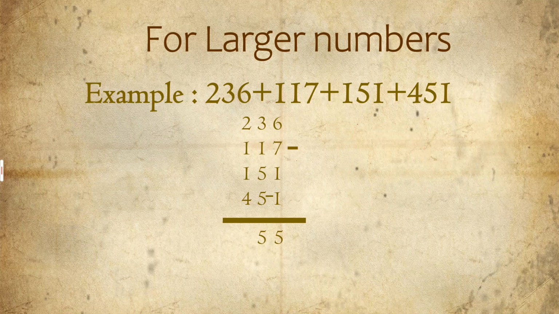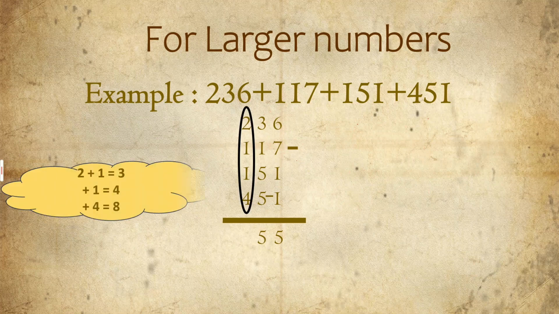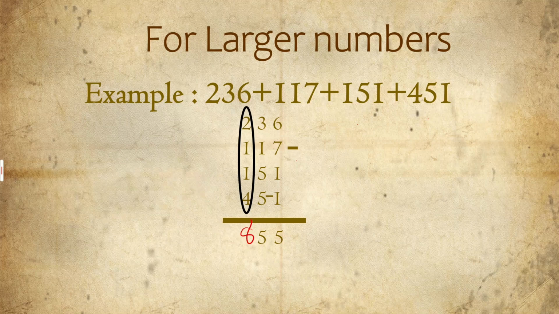Now let's see again for the next column. This will help us clear the concept even more. The next column is 2 plus 1, that is 3. 3 plus 1 is 4, and 4 plus 4 is 8. Now, are we going to write down 8 over here as it is? No, that is going to be wrong.